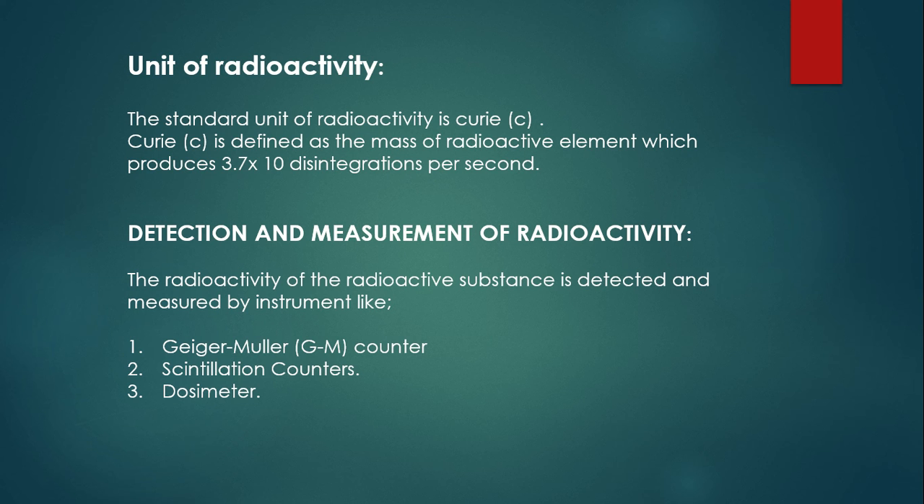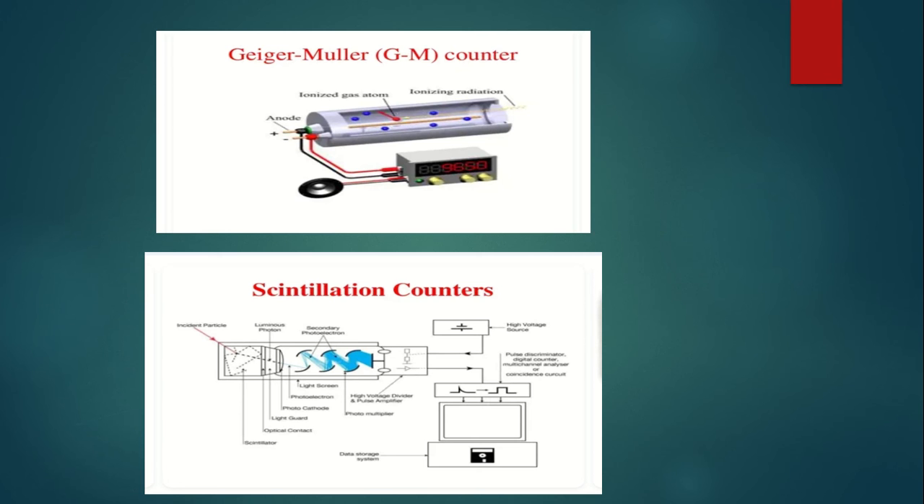Detection and measurement of radioactivity. The radioactivity of radioactive substances is detected and measured by instruments like the Geiger-Müller counter, scintillation counter, and dosimeter. These are the three instruments used to measure radioactivity. Here are pictures of the instruments.